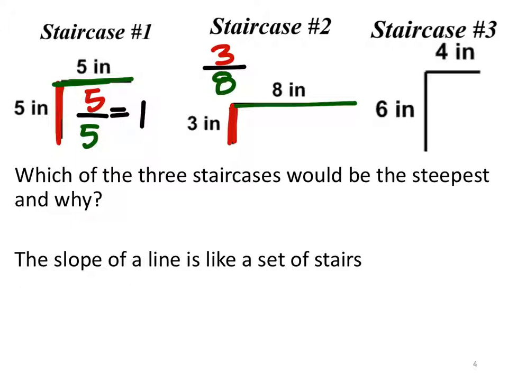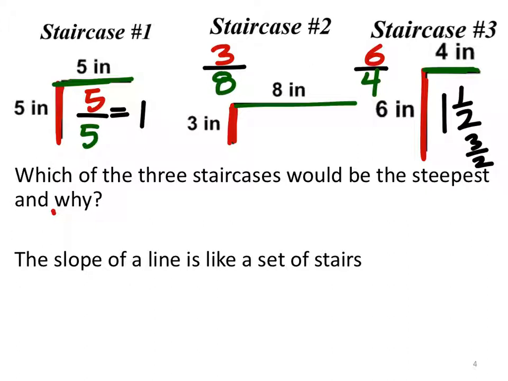And then finally, staircase 3, this one goes up 6 inches, and we're comparing that to 4 inches right here as its horizontal length. And 6/4 could be simplified to 1 1/2. Some guys like that improper fraction, which we do prefer with slope. So 1 1/2 is bigger than 1, which is why it's steeper than staircase 1. And it's also bigger than 3/8, which again is why it is the steepest one.